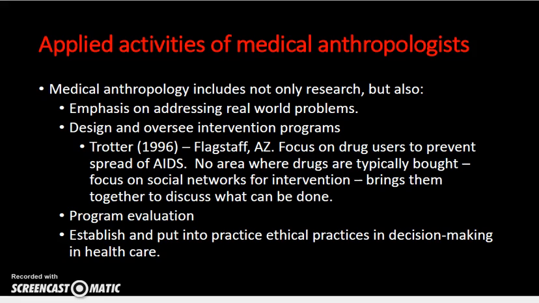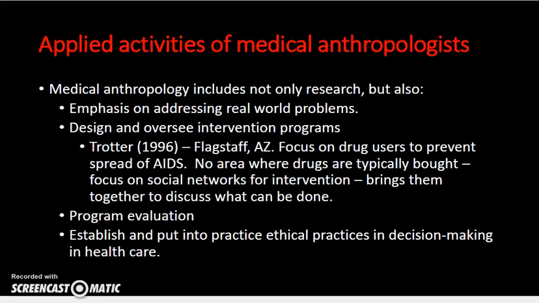So, some of the applied activities of medical anthropologists, often what's talked about in the course of the text, are these research studies. But applied or medical anthropology includes not only research, but also applied aspects in other areas as well. An emphasis on addressing real world problems, which often stems from the research itself, or often inspires the research that's being done. Designing as well as overseeing intervention programs. So an example of this is Trotter's work published in 1996 in Flagstaff, Arizona, where the focus was on drug users in order to prevent the spread of AIDS.